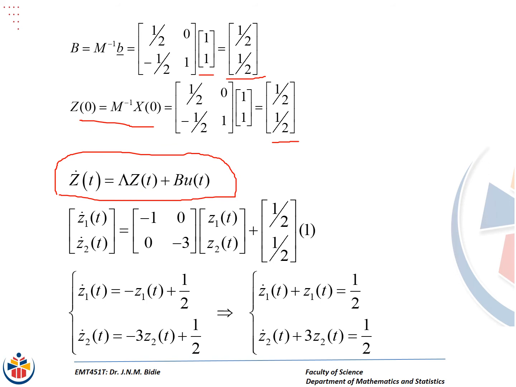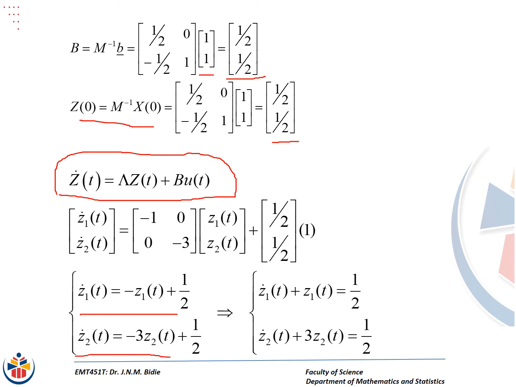Heaviside function. And on the left-hand side, Z dot is Z1 dot and Z2 dot. All you need to do now is multiply. As you can see, Z1 dot will be equal to negative 1 times Z1, plus 0 times Z2, and plus half. That's why we get the first formula. And then the second formula gives us Z2 dot is equal to 0 times Z1 and negative 3 times Z2 plus half. So we get the second formula.